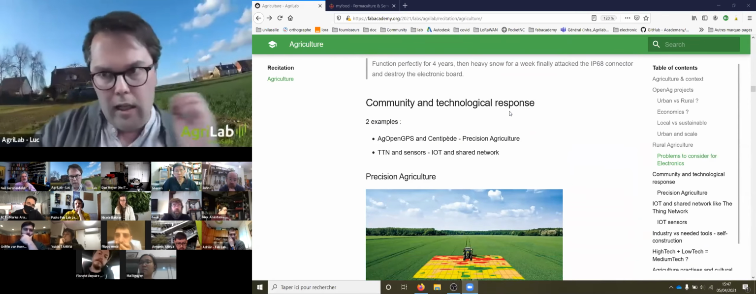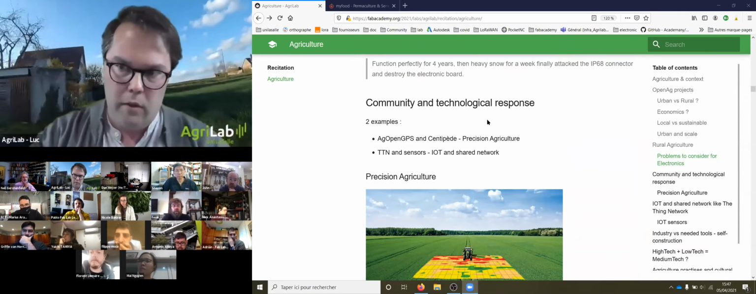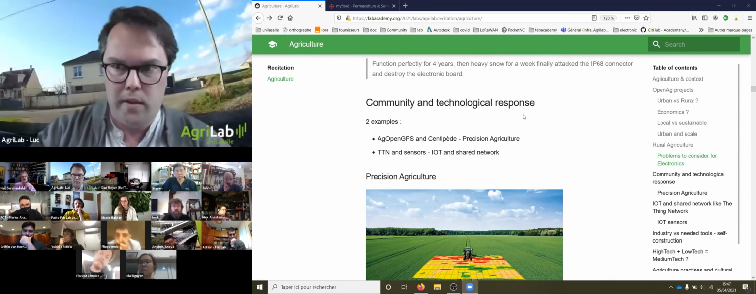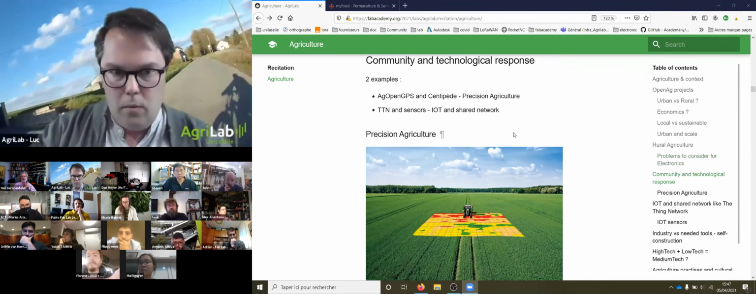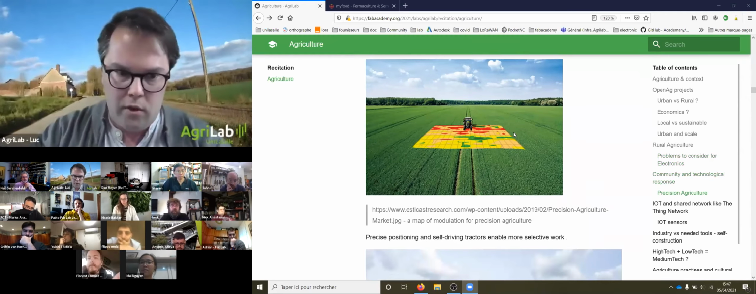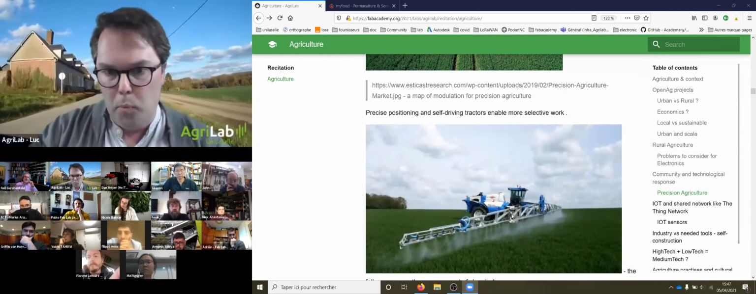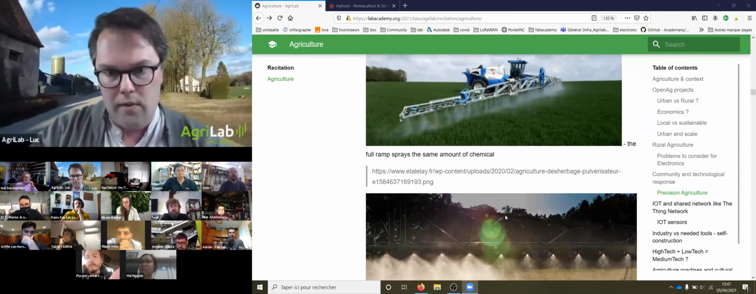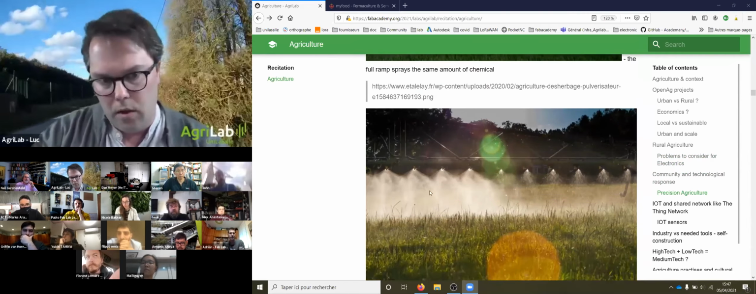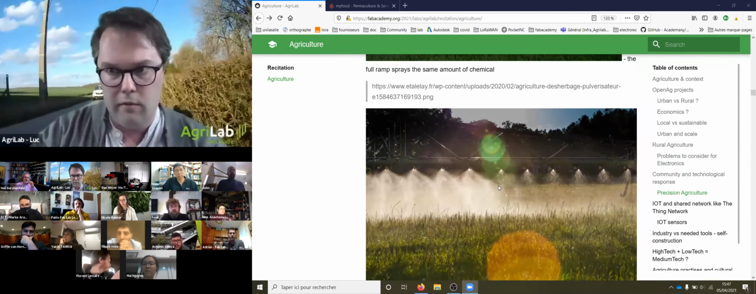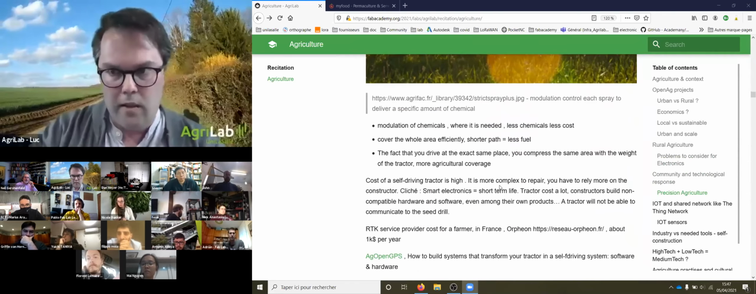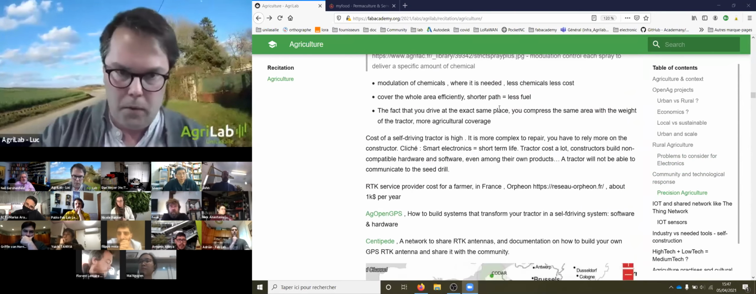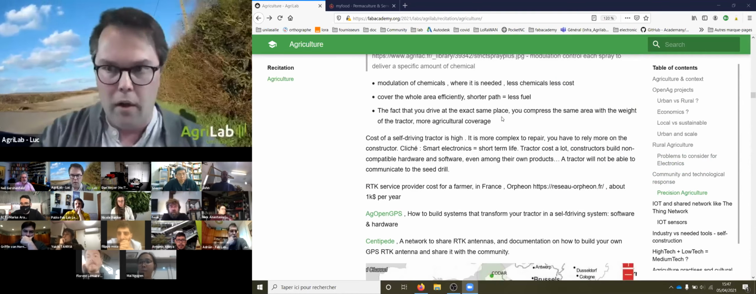So in agriculture, I want to showcase some of the stuff we do in AgriLab, our community and distributed technological response. We can do precision agriculture. Precision agriculture is to put chemicals at certain places and not everywhere. You can do that with certain maps. Like here, you don't use the full ramp, you do it selectively. But for this, you need expensive tractors that are not really repairable. And so with those, you can have a more efficient way.